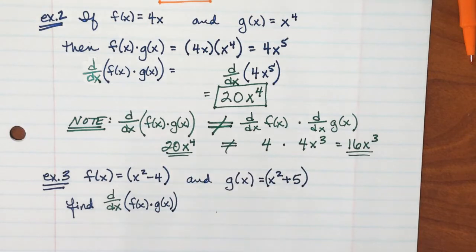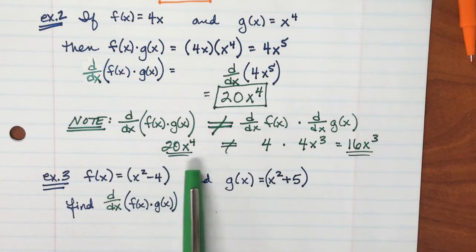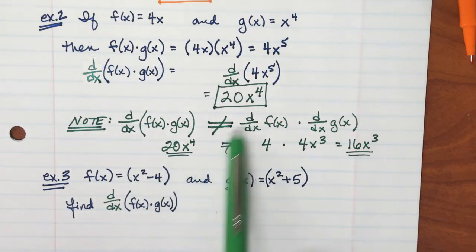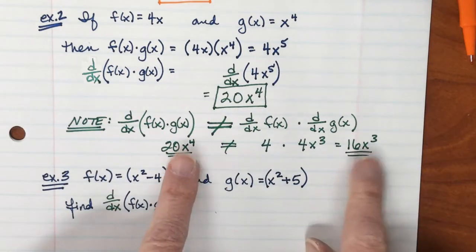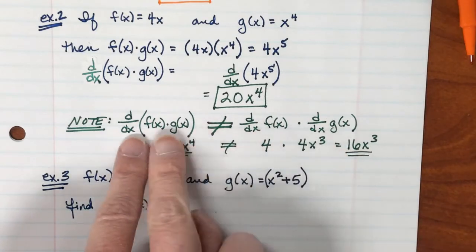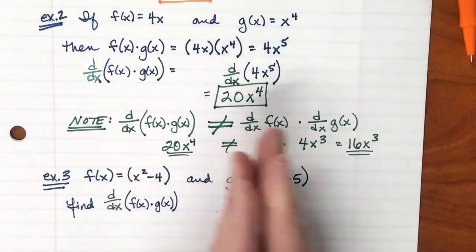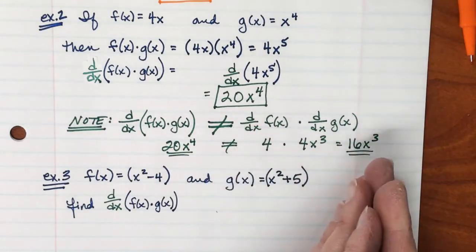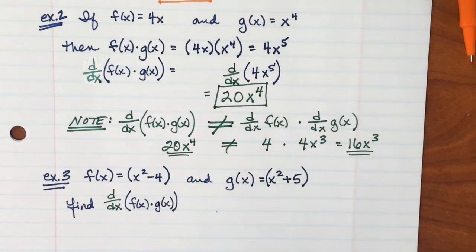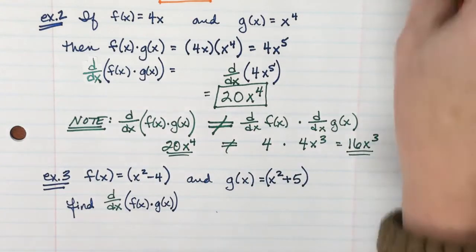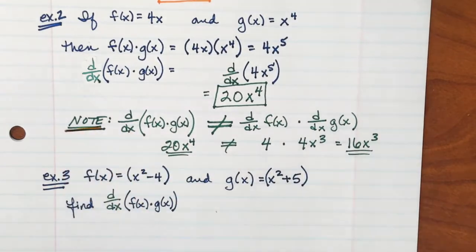So you can do this with addition, right? You can take the derivative of each term or the derivative of the sum. Here you cannot do that with multiplication. You cannot split it up and take the derivative of each one and then multiply it. It's not equivalent. Very important that you remember that.